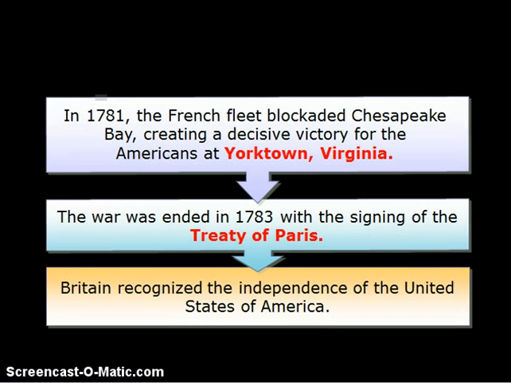1781, we've jumped to the end of the war. The French fleet blockaded the Chesapeake Bay, and the Americans defeated the British soundly at Yorktown, Virginia. And hopefully, if we get to see the end of the movie, we'll see that scene where the French fleet arrives. 1783, 2 years later, the Treaty of Paris was signed, and then Britain reluctantly recognized that the United States of America did exist.